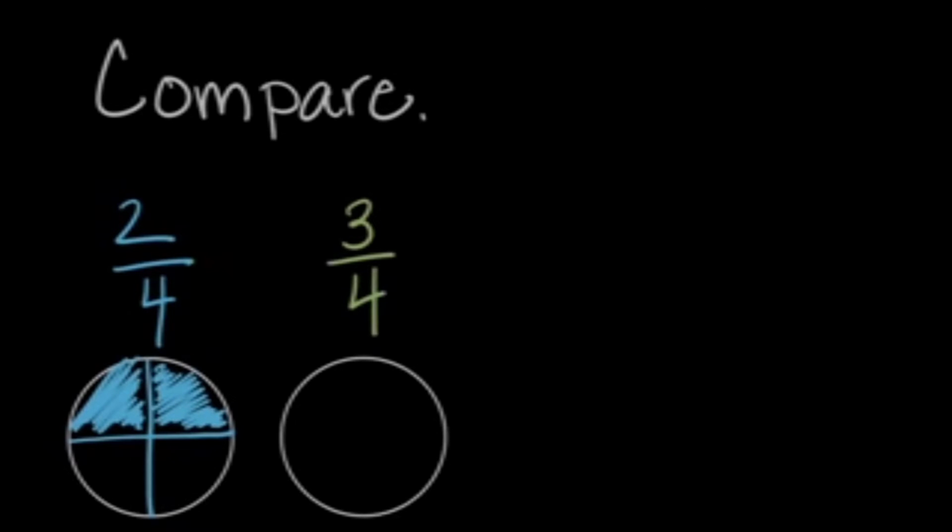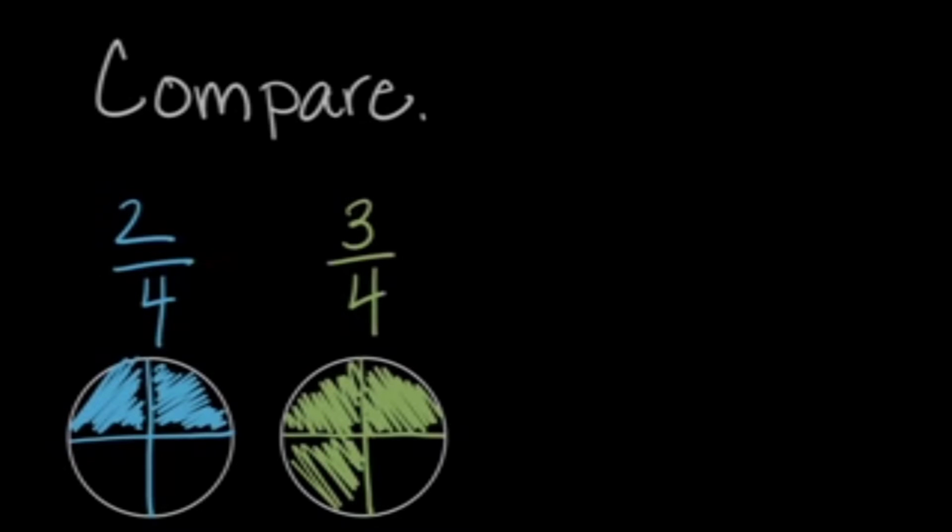Now, let us form the fraction of 3/4. In 3/4, we are dividing the circle into 4 equal parts. And we will take how many parts? 3 parts. So, from this, it is clear that 3 parts of 4 is greater than 2 parts of 4.